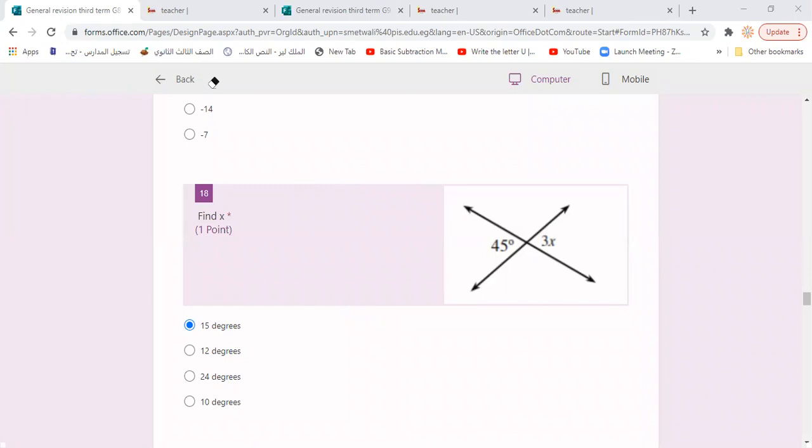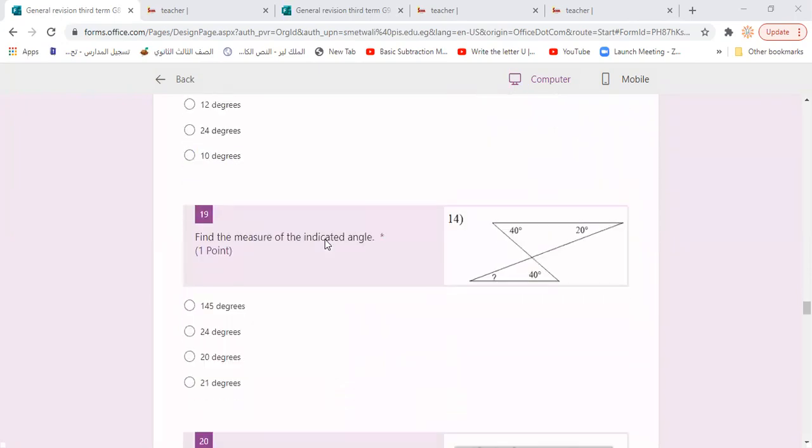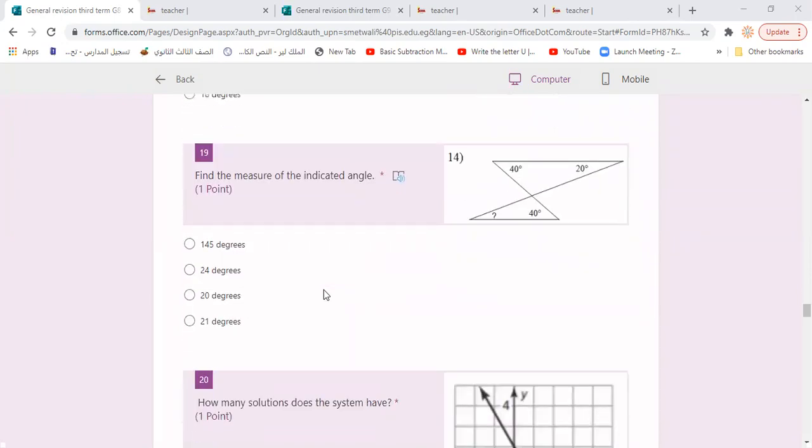Yes. Okay, let's move to the next question. In this question, find the measure of the indicated angle. What is the measure for the question mark here? 20. How did you find it? Alternate interior. Do you have any parallel lines here? Describe that we have parallel lines. Yes, I have them.